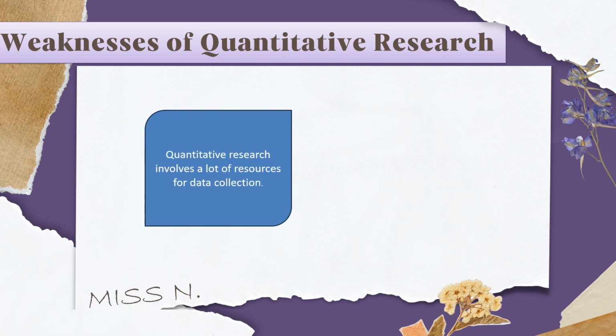Okay, another weakness is that quantitative research involves a lot of resources for data collection. A large number of respondents is evident in quantitative research, because if you have a small number of participants or respondents, your study is not valid and reliable. So we need a big population for that. Most scientifically done, a quantitative research has a minimum of 300 respondents.